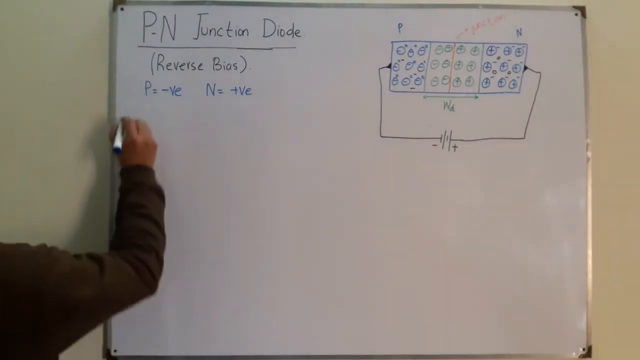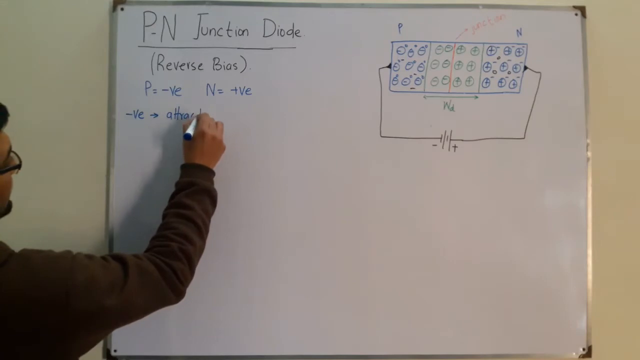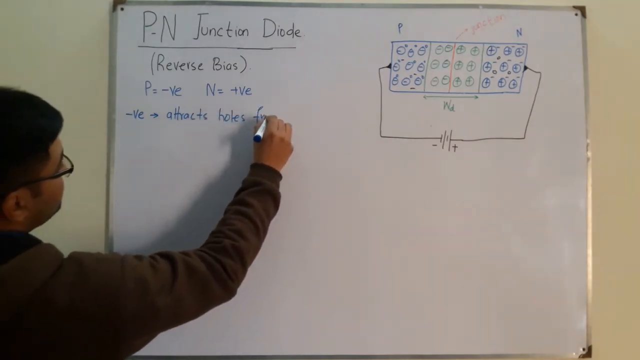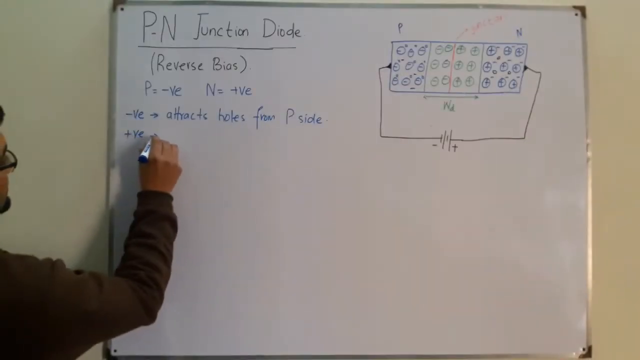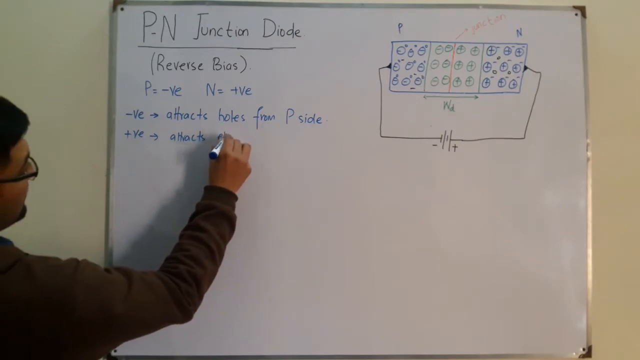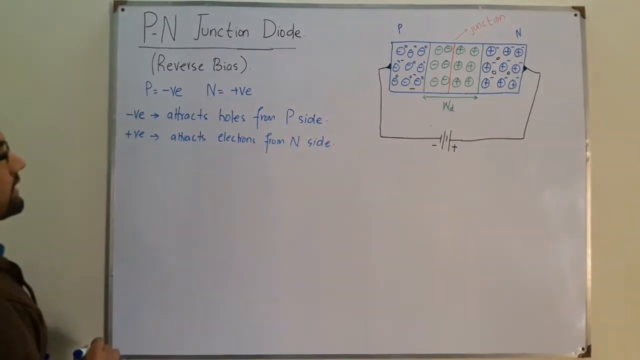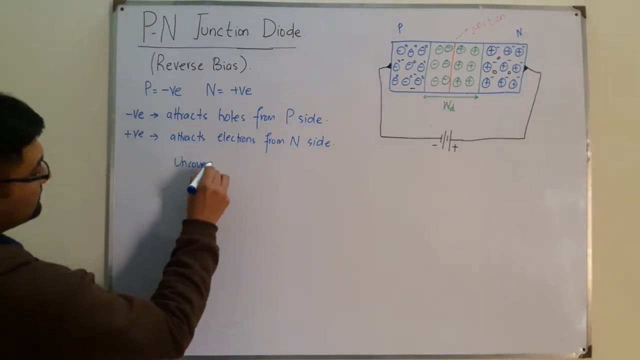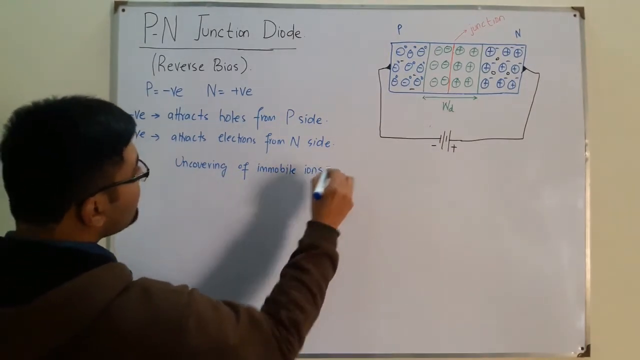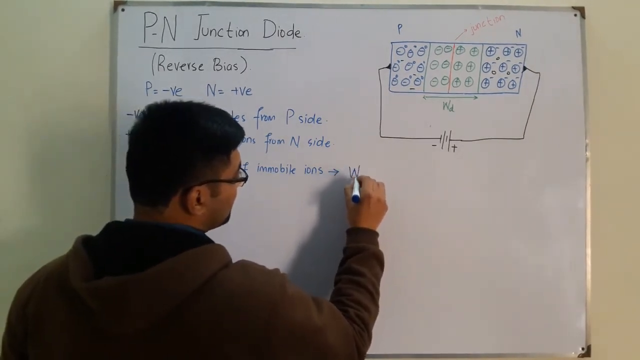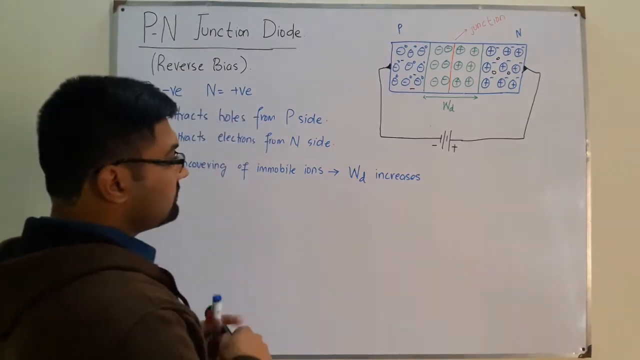Let me write it down. The negative terminal. What does the negative terminal do? It attracts holes from the P side. Right? What does the positive terminal do? The positive terminal attracts electrons from the N side. The net result is what? The net result is uncovering of immobile ions. And uncovering of immobile ions means what? The width of the depletion region further increases. WD is the width of the depletion region. Alright? This is VD.